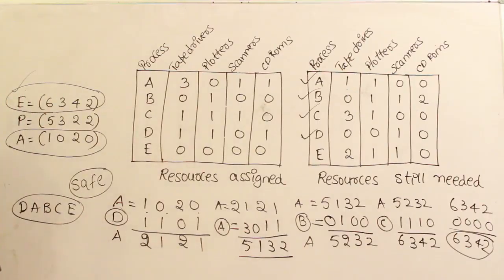So now watch it. So now this is the order in which I have satisfied the needs of all the processes: D, A, B, C, E, right?